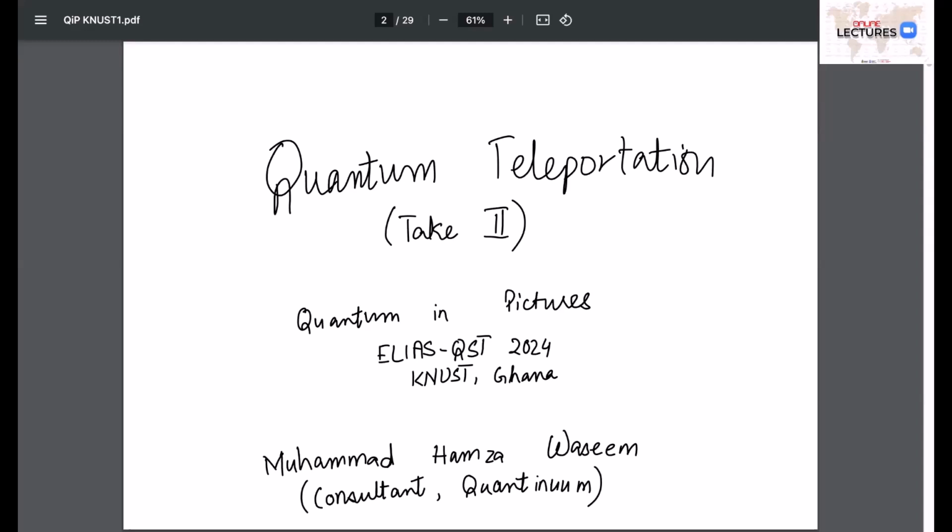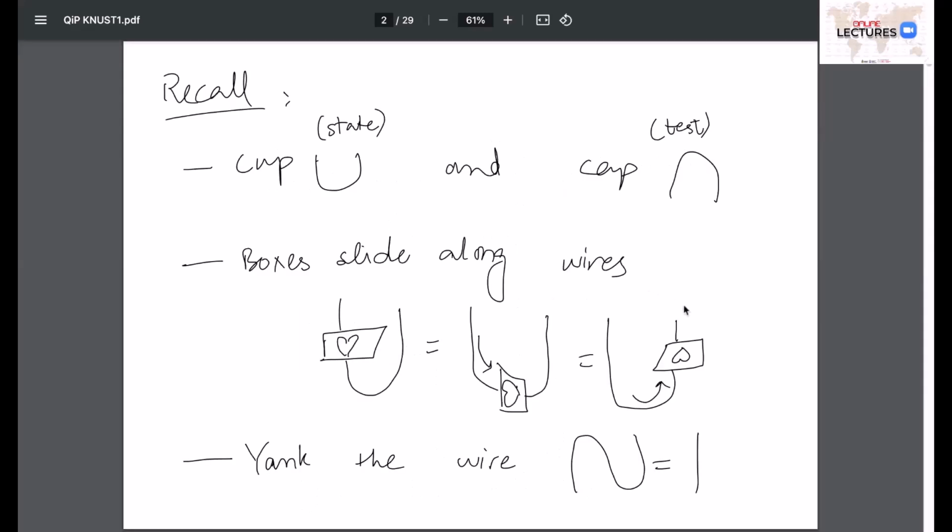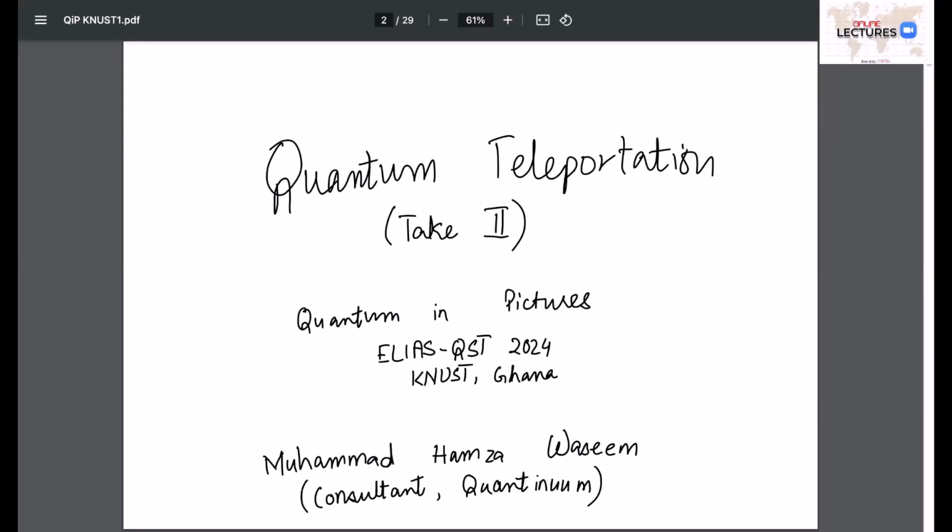So I hope you have already seen some kind of quantum teleportation with diagrams. And in this lecture, we are going to revisit quantum teleportation, but in much more detail.